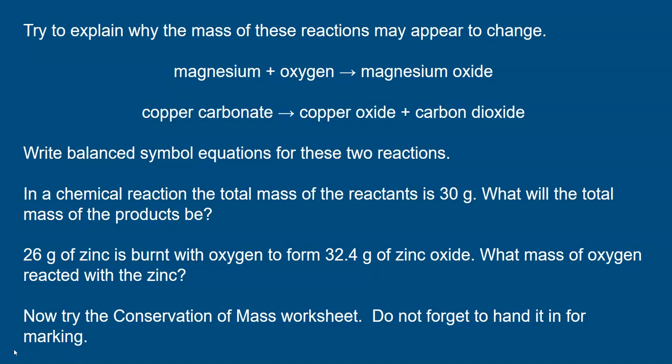Now, if zinc gains in mass when it's heated, going from 26 grams to 32.4 grams, when you burn it in oxygen, to find the mass of oxygen reacted, you just need to subtract 26 from 32.4. And the answer therefore is 6.4 grams of oxygen combined with the zinc to form that 32.4 grams of zinc oxide.